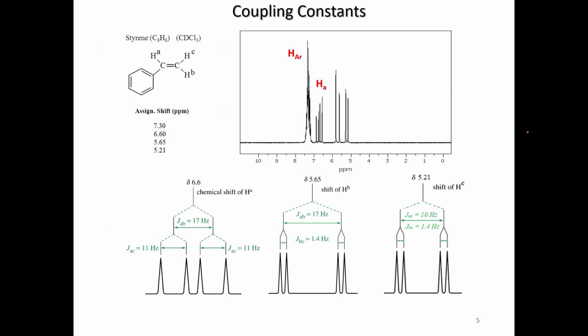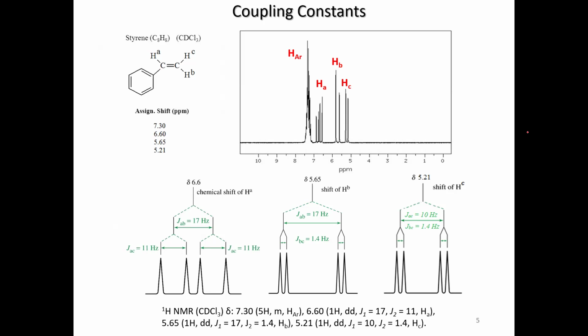Normally, if you have a 600, 800 megahertz instrument, you start to distinguish between them. If you have 400, 500 megahertz, probably it comes with a signal which integrates for 5. All these protons are very difficult to distinguish one from another. Then you have HA with the longest coupling, HB, and HC. And this is how you write it.